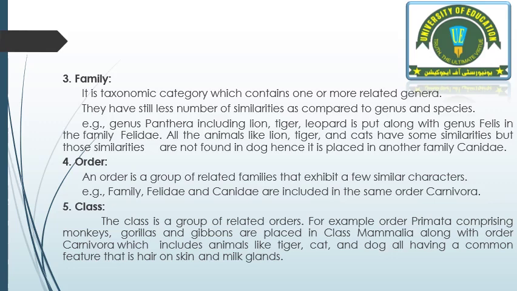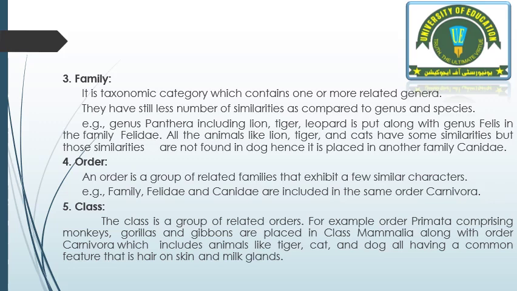Next is number 4, order. An order is a group of related families that exhibit a few similar characters. For example, family Felidae and family Canidae are included in the same order, Carnivora, because the members of the family Felidae, which are lion, tiger, cats, also eat meat, and a member of family Canidae, that is dog, also eats meat. That's why they are put in one order, that is Carnivora.